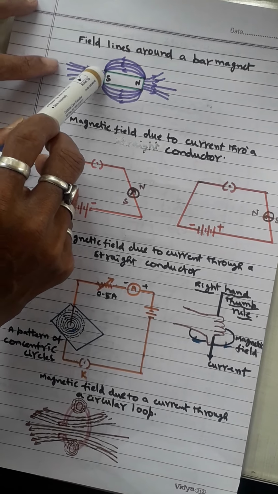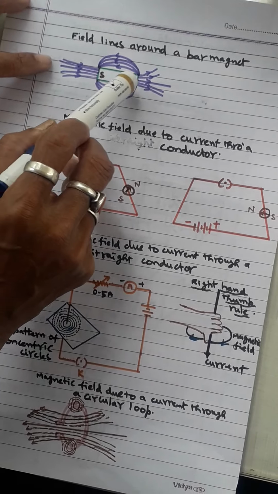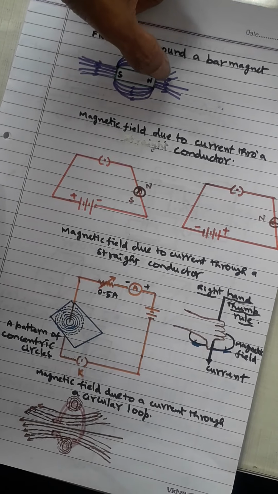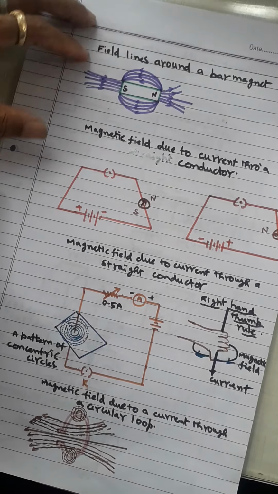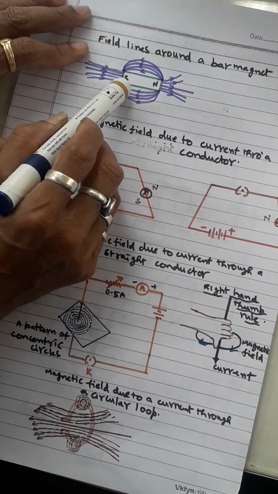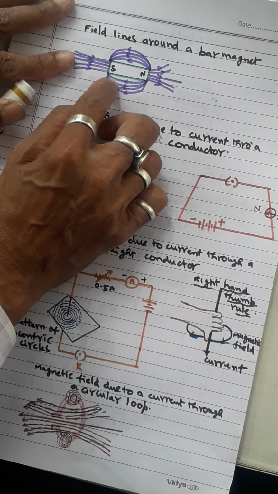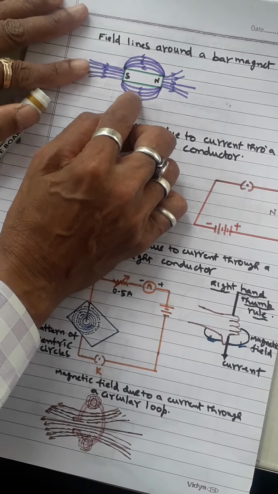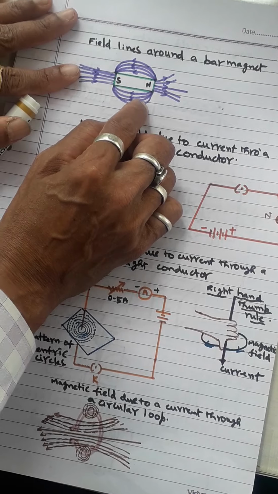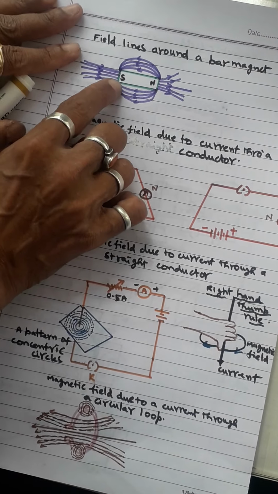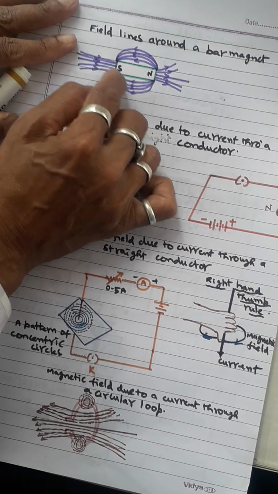That means here, south pole to north pole. Inside the magnet, the field lines emerge from the south pole and merge at the north pole. Then you would have seen that field lines never cross each other. Between the field lines, there are spaces. Apart from that, we also know how close these field lines are.